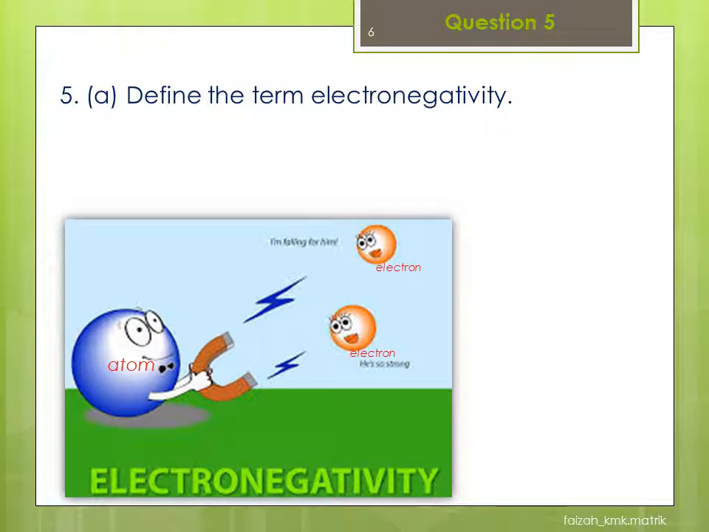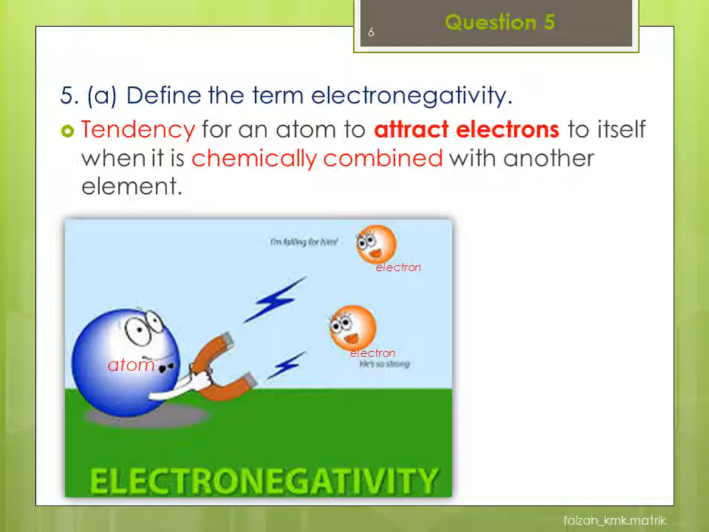5a. Define the term electronegativity. Berikan maksud bagi istilah electronegativity. Electronegativity refers to tendency for an atom to attract electrons to itself when it is chemically combined with another element. Electronegativity merujuk kepada kecenderungan bagi suatu atom untuk menarik elektron ke arahnya apabila ia bergabung secara tindak balas kimia dengan unsur yang lain. This diagram shows this situation of electronegativity.